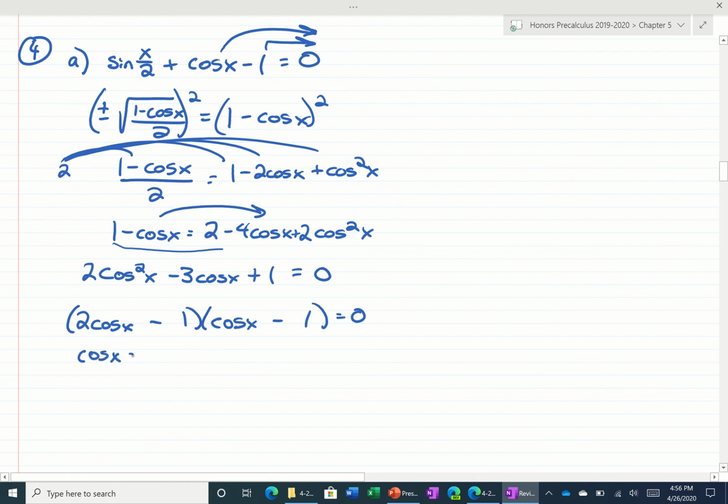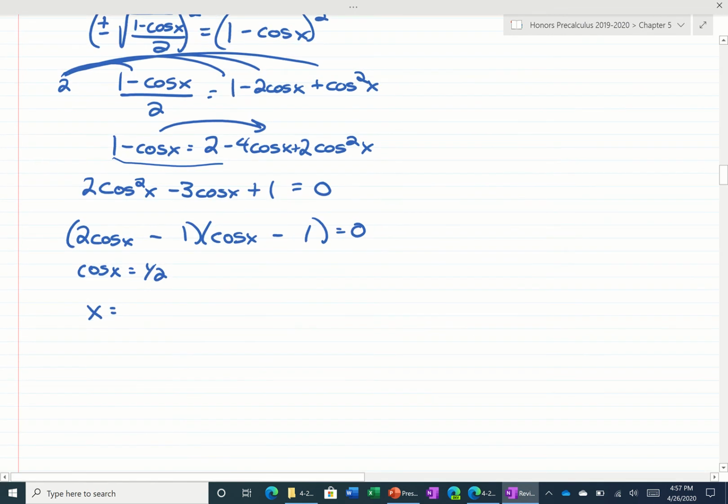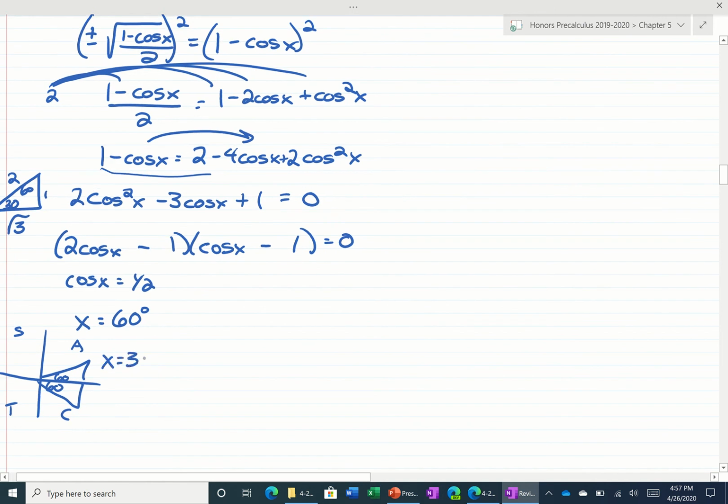Set the factors equal to 0. And in order to get cosine of 1/2, let's see here, when is cosine 1/2? Well, that comes from our 30, 60, 90 triangle. And cosine of 1/2 would happen at 60 degrees, or, all students take calculus, 60 degrees and 60 degrees right here. So 60 degrees would be one answer, another answer would be 300 degrees, and we add the period.